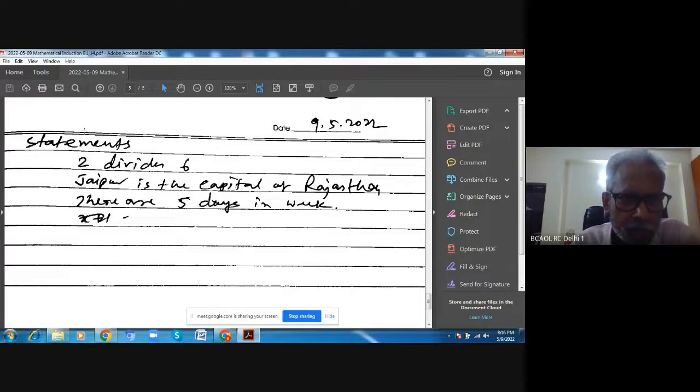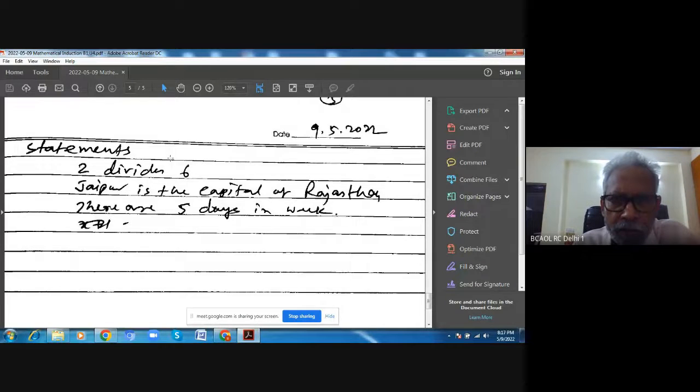Suppose there is a statement. 2 divides 6. It means it is true, because we know 2 divides 6. If it were 7 instead of 6, that statement is not true, because 2 divides 6 only; 2 divides 7, no. Similarly, Jaipur is the capital of Rajasthan, true. There are 5 days in a week, not true. So this is some sort of statement where you have to identify whether it is true or not, based on your past experience or by calculations.